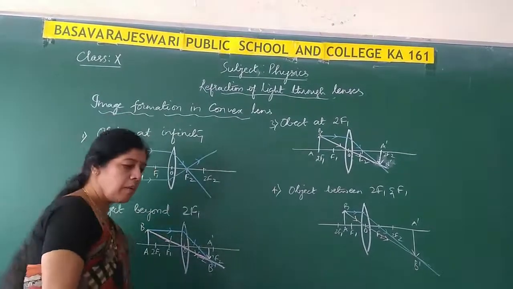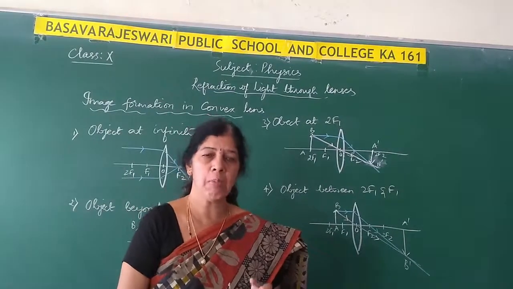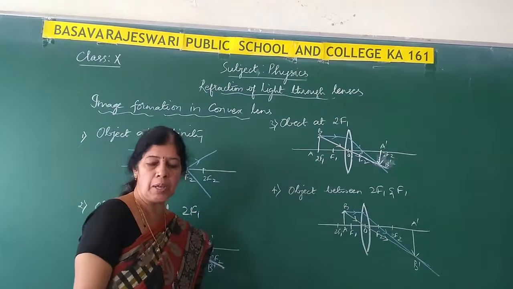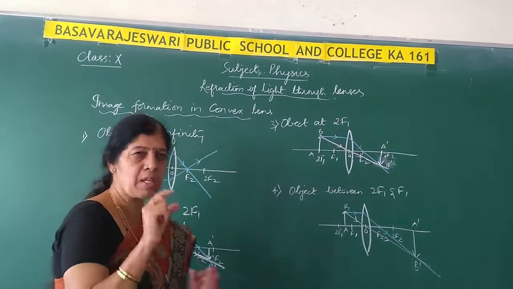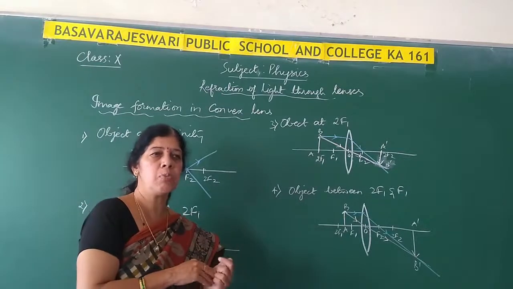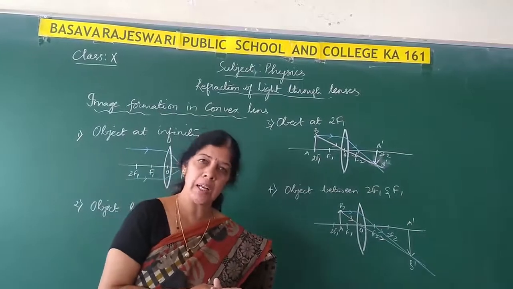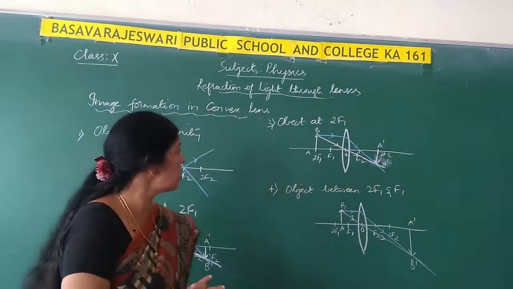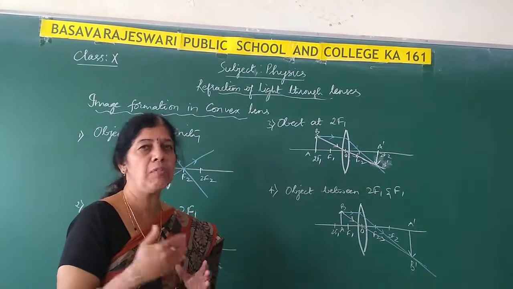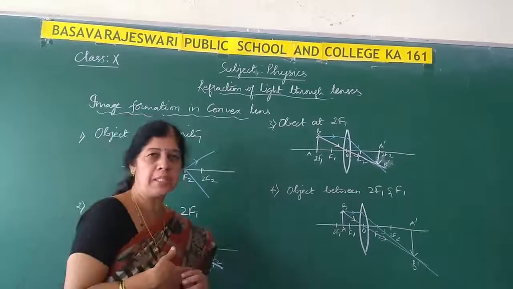Here what we are going to do is place a very small linear object, like a lighted candle. Linear object means a straight object. We especially prefer candle light because it is very easy to obtain the image and the image can be seen very clearly on the screen. So we will place the linear object in front of the convex lens at various positions and try to get the images.